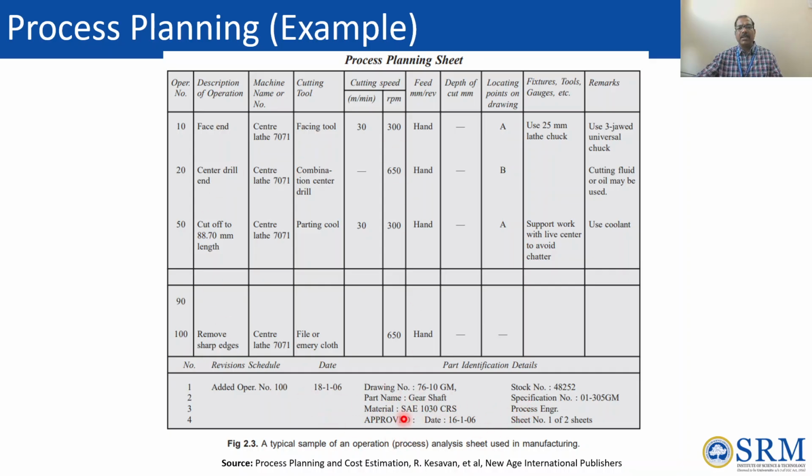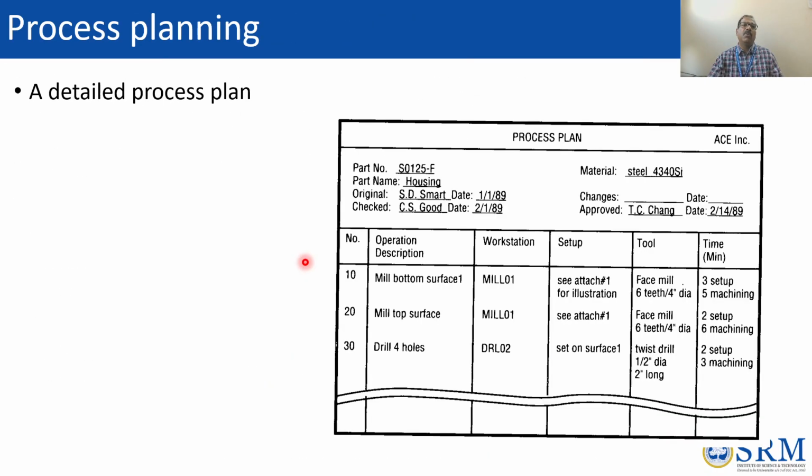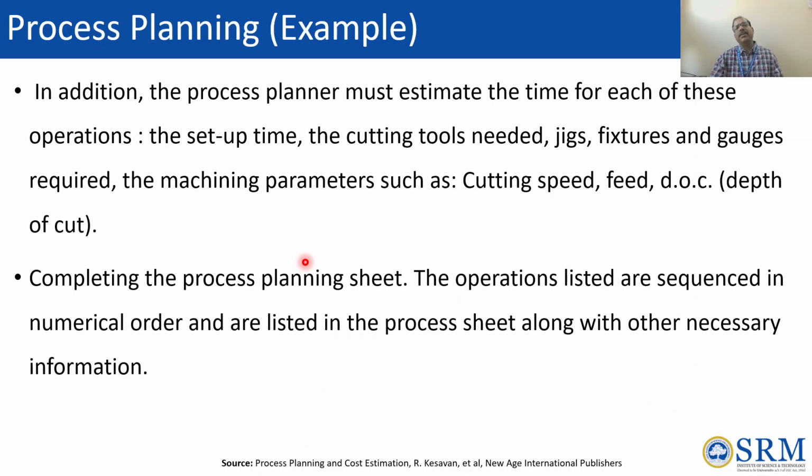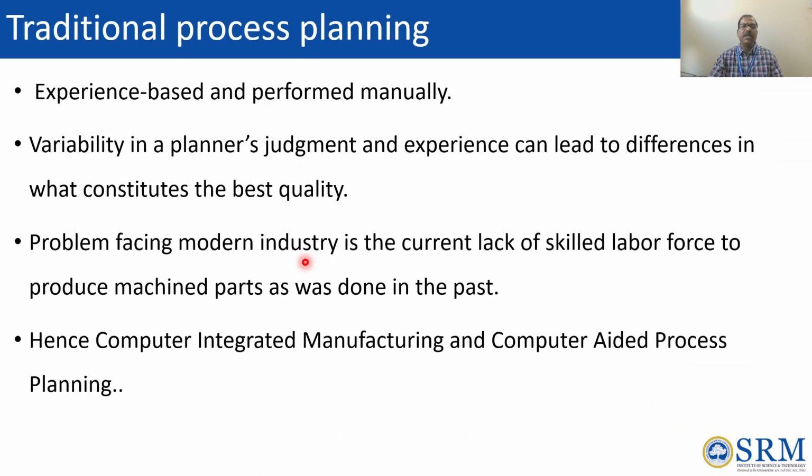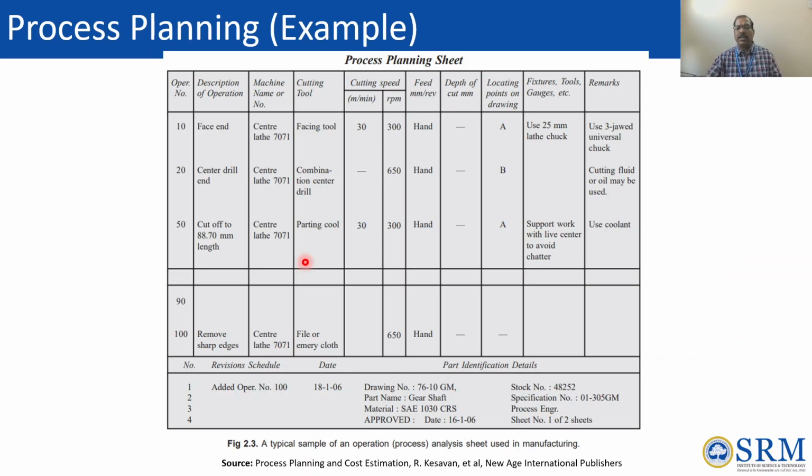What is the material, SAE, who approved and when they approved, how much stock number there is, what the specification number is. Every piece of information is given in this process plan. So this is the example of process planning for that particular component. With this, I'm going to wind up this lecture. In the coming lecture, we are going to discuss traditional process planning and computer aided process planning.